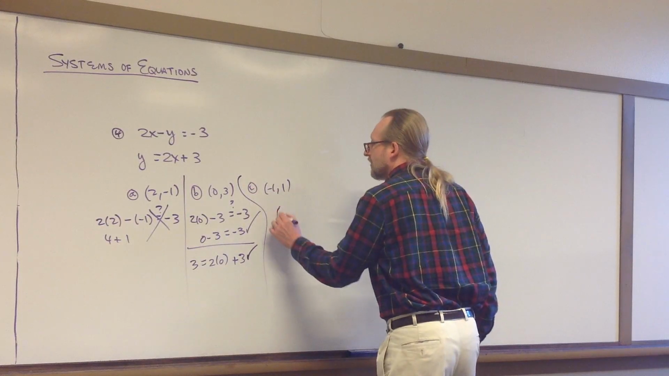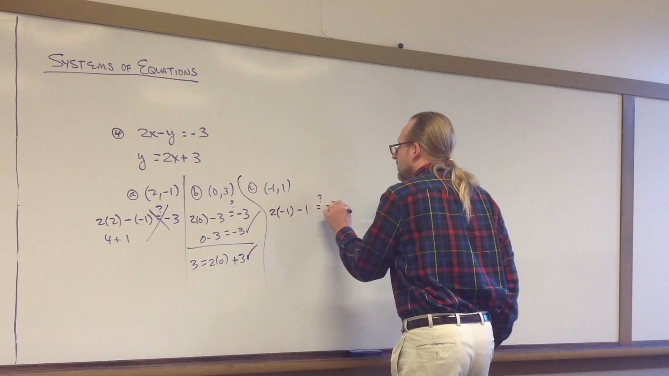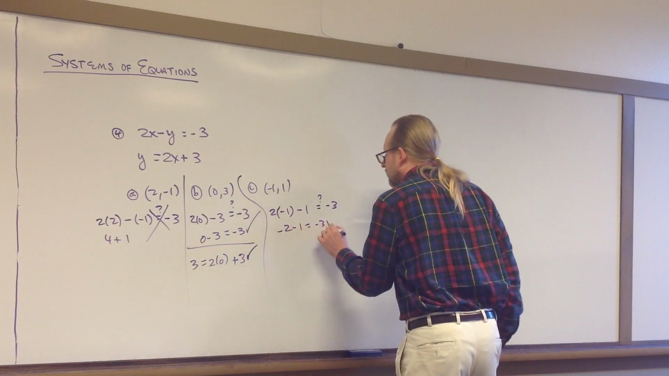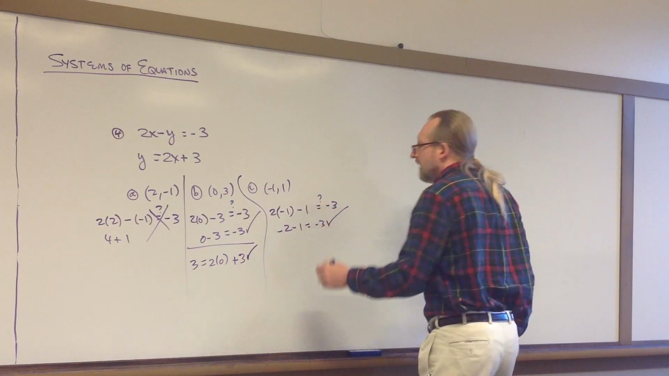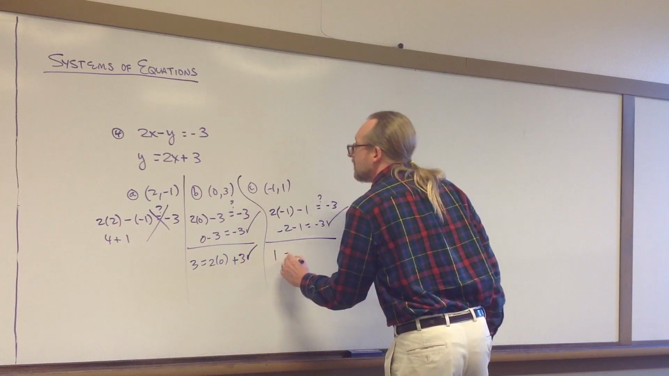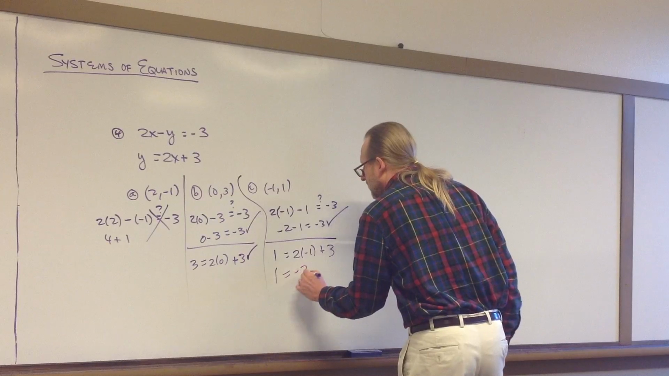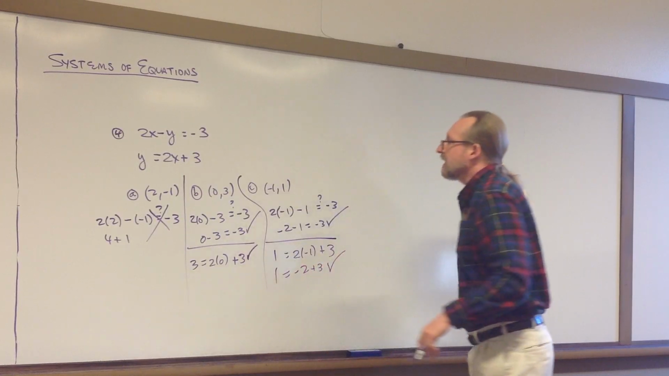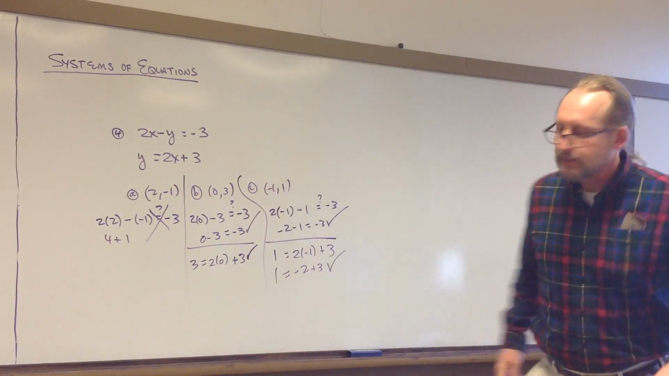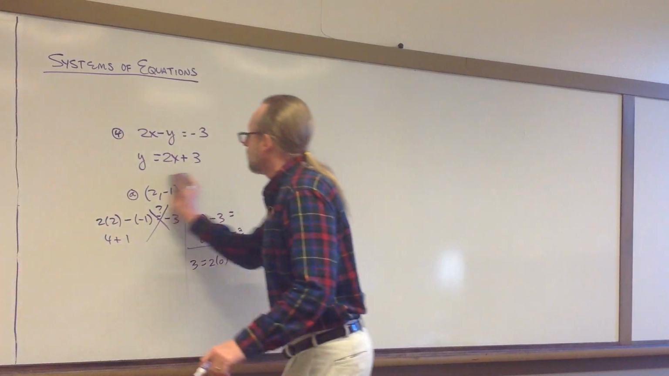All right, what about the next one? 2 times negative 1 minus 1, is that negative 3? Negative 2 minus 1 equals negative 3? Yes, that one works. And the next one will work because it's the same as the first one. I'll plug them in, so 1, is that equal to negative 2 plus 3? Yes. So both of these points work. All right. Now let's look at an actual system and talk about how to solve it by graphing.